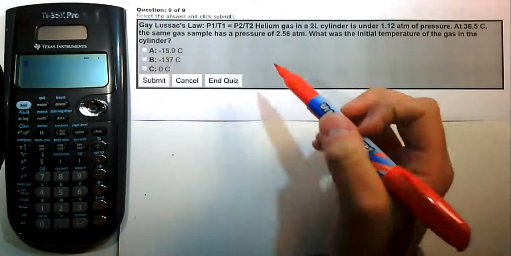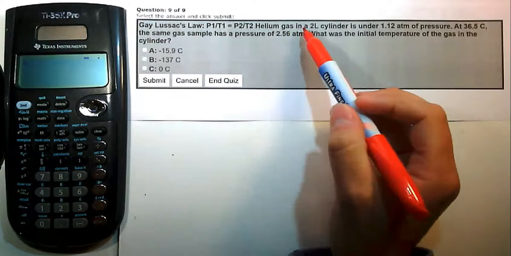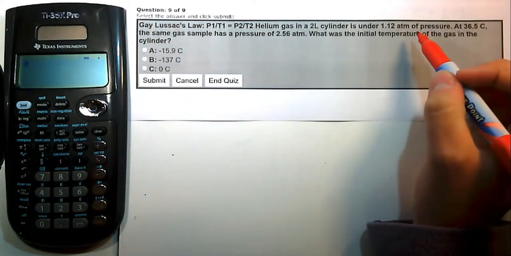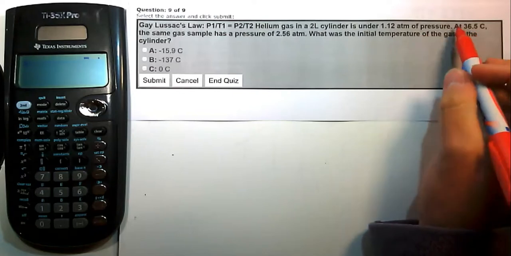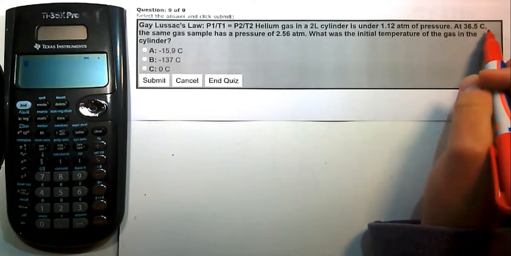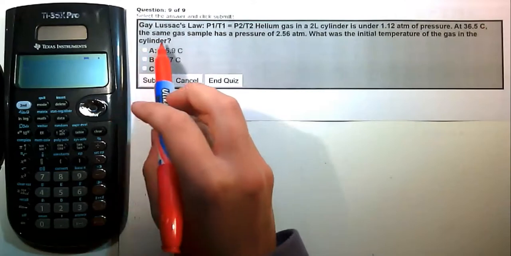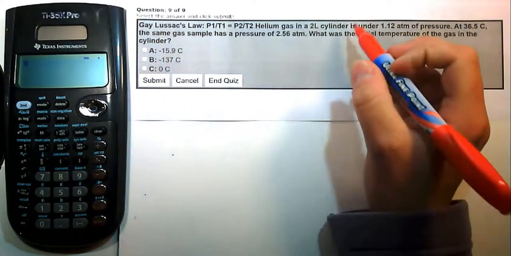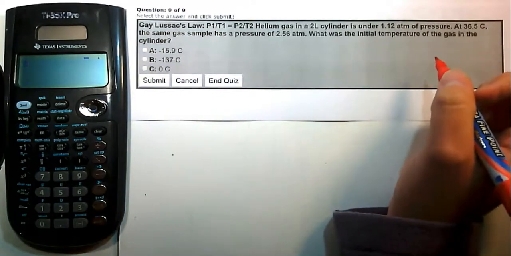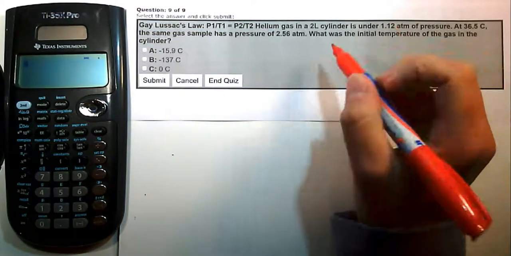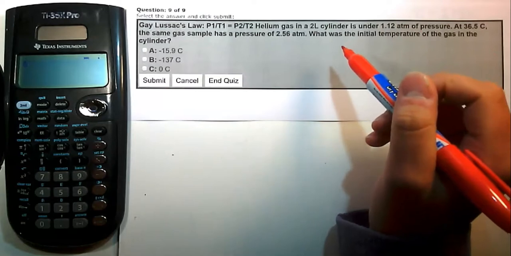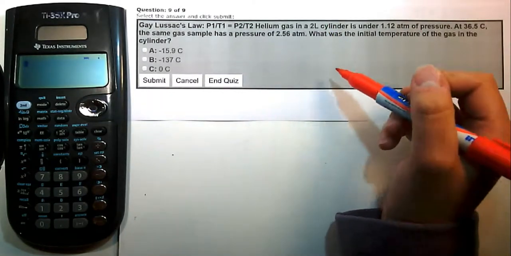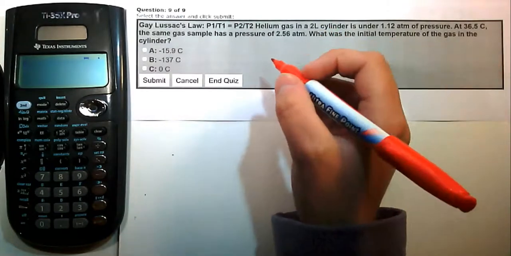This last problem says helium gas in a 2-liter cylinder is under 1.12 atms of pressure. At 36.5 degrees Celsius, the same gas sample has a pressure of 2.56. What was the initial temperature of the gas in the cylinder? Okay, so we have a lot of pieces of information in this problem. Some of them matter and some of them don't really matter. So let's go through and list out everything we have.